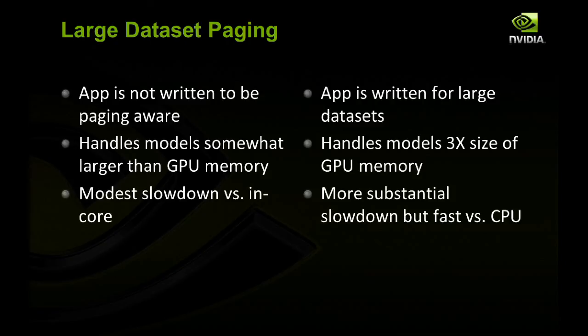The one on the left is your standard app that's been out there for a while that's not a massive data set app. You don't want it to crash when your user chooses to load a 513 megabyte data set on their 512 megabyte laptop GPU. So we handle that case. And the other case we handle is when you have a big data set that fits in core memory, say 24 gigabytes, and you've got a 6 gigabyte Quadro card, where you're about 3x oversubscribed on GPU memory. We target that case. And for that, you'll want your app to know about it so that you can handle your data right.